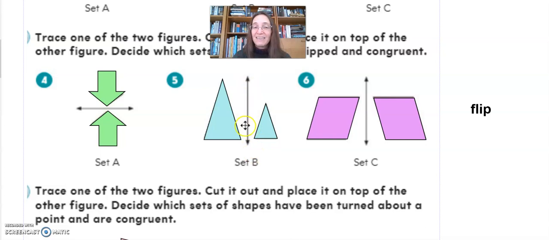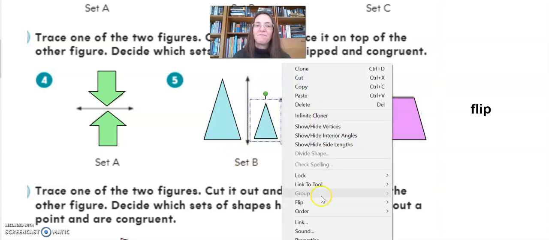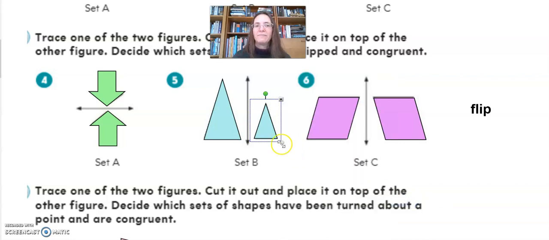If this is the line, and I take this one and flip it over the line, well, it didn't seem to do anything different, but do you notice how it's not the same size? It seems like it's the same shape, but not the same size. Not congruent. No.